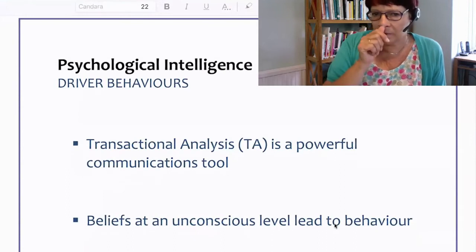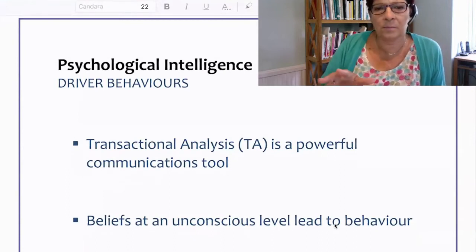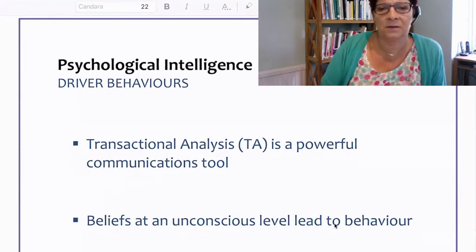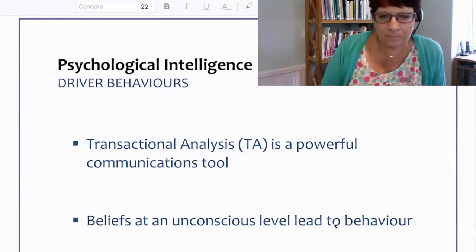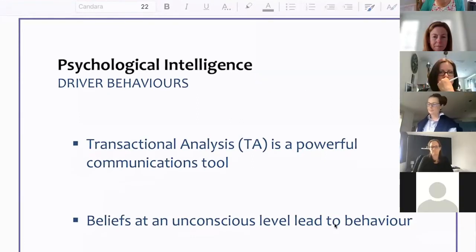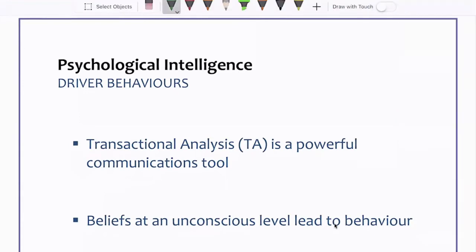Driver behaviours is what we're looking at in this brief time, and I do thank you for sharing your time with me. TA is a powerful communications tool. It's also a theory of personality. You can see I'm nervous, can't you? My writing on a flip chart has never been that great. It's a sort of developmental point for me. So it's a theory of personality, and it's also a theory of child development.